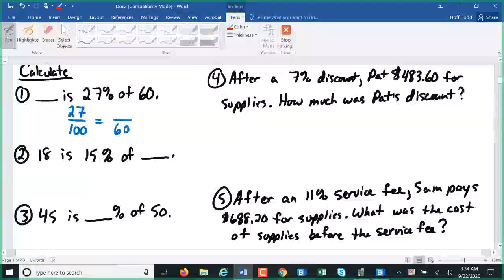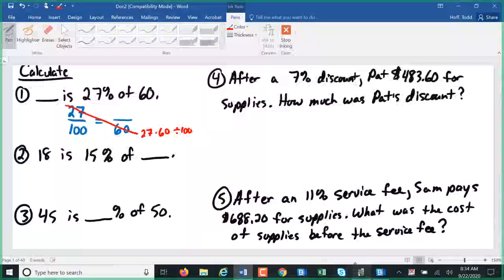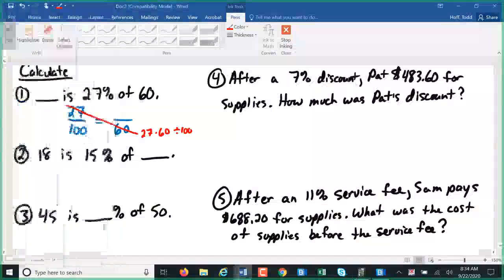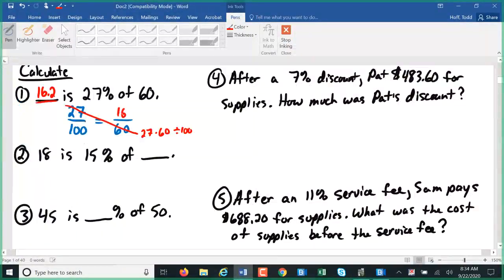So we find the two numbers that are diagonal. The 27 and the 60 are going to get multiplied. Then the 100 is diagonal to our missing number, so we divide by the 100. 27 times 60 divided by 100 gives us 16.2. So 16.2 is 27% of 60.